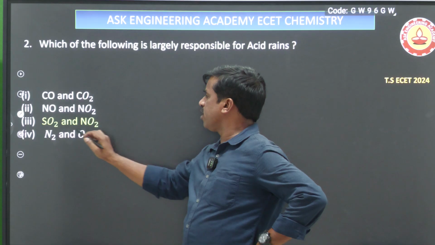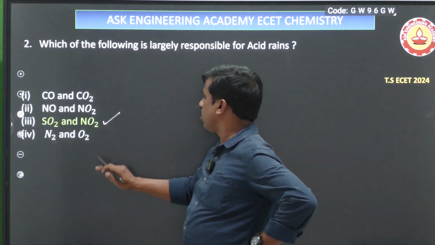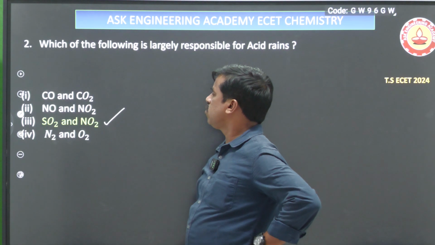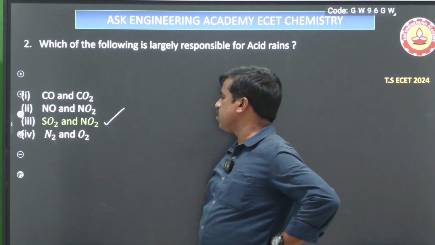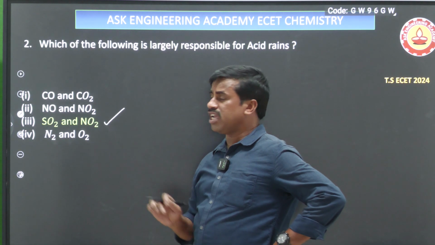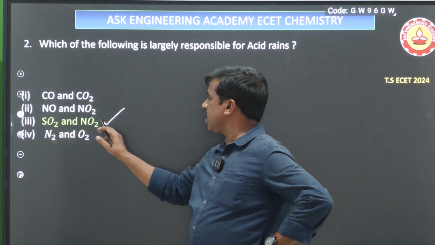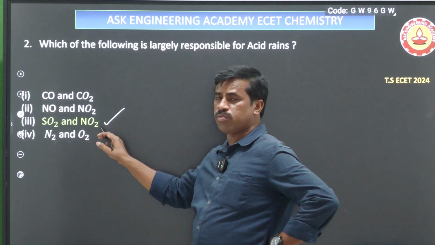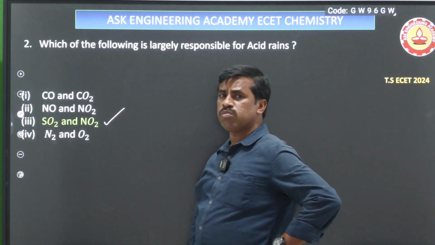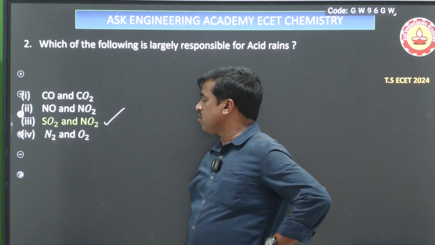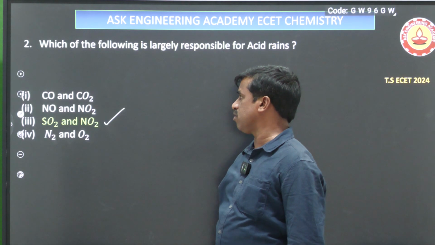Now listen: sulfur dioxide and nitrogen dioxide are majorly responsible for acid rains. Whenever sulfur dioxide and nitrogen oxide are present in the environment, they form sulfur trioxide and nitrogen acids. Nitrogen oxides and sulfur oxides form acids. These majorly cause acid rains: sulfur dioxide and nitrogen dioxides.